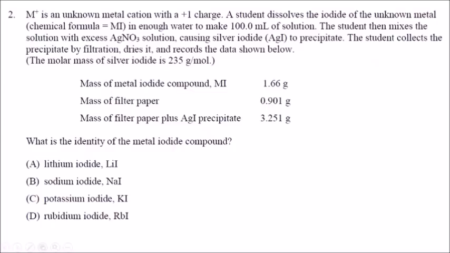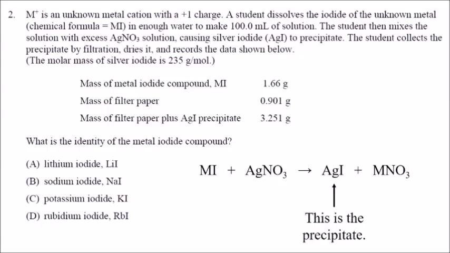In number 2, we have a metal iodide compound with the formula MI, and the charge on the metal is +1. It is dissolved in water and then reacted with excess silver nitrate, and it forms silver iodide as a precipitate. So the balanced equation for what's going on in this experiment is MI plus AgNO3, and it produces AgI and MNO3. So the silver iodide is the precipitate.